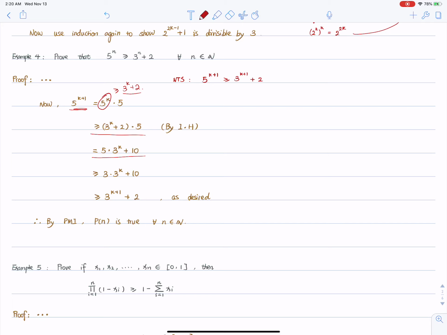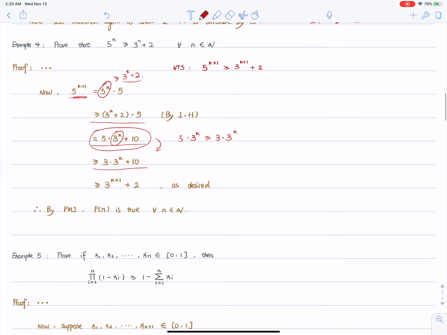Now notice that since our k is a natural number, this whole thing would be greater than 0. In other words, this whole thing would be greater than or equal to this. Okay, because 5 times 3 to the k would be greater than or equal to 3 times 3 to the k. Alright, make sure you understand this step. From here to here, make sure you understand it.